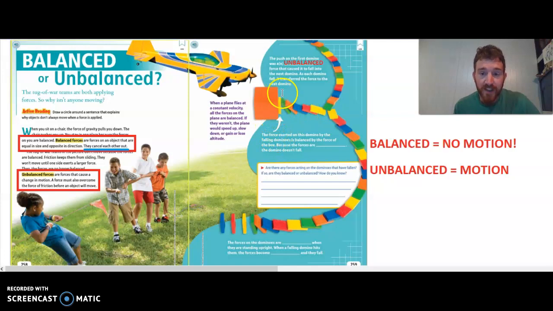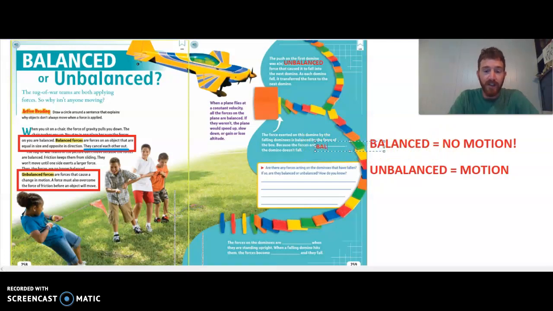Okay, so we're focusing on this yellow domino that's stuck right up against the block. So it says the forces exerted on this domino by the falling dominoes is balanced by the force of the box. Because the forces are blank, the domino doesn't fall. So this one is already starting off right here. When this green domino falls into it, this other box that's just sitting here pushes in the opposite direction. And so since no motion happens, these are balanced forces.